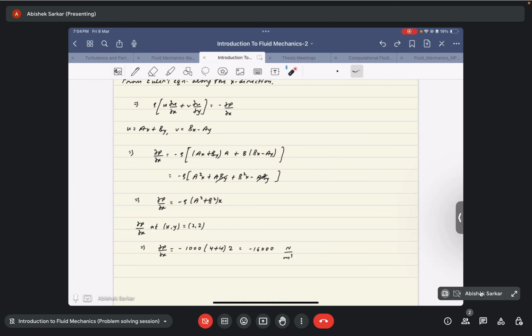We need to find the pressure gradient at the point 2, 2. So just substitute the values of a, b, rho and x in this expression to get that dou p by dou x is equal to minus 16,000 Newton per meter cube. This is the unit because pressure is Newton per meter squared, divided by one more length scale, meter, so it is Newton per meter cube.